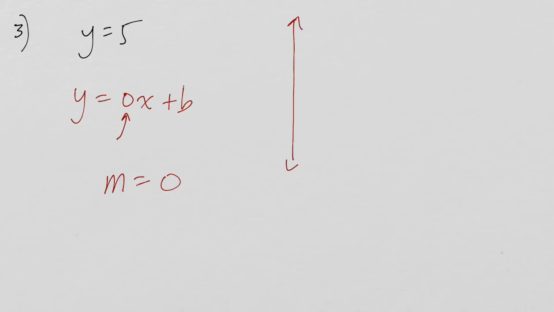Okay, so in this problem, if you think of this in slope-intercept form, 0x plus b, our slope is 0. All right, and if you think about what this looks like on a graph, y equals 5 looks like this.